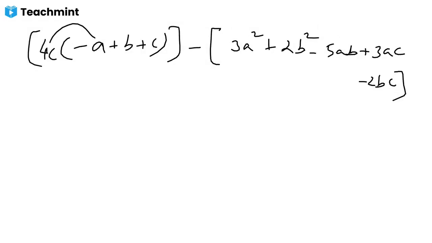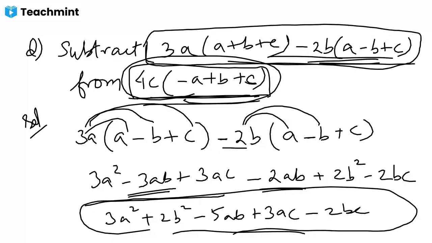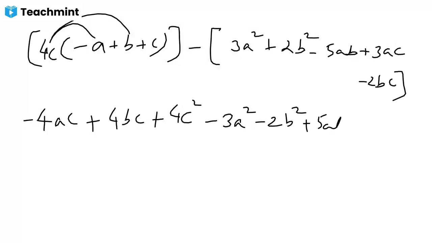4c into a, that is minus 4ac. Then this 4c into b, that is 4bc, plus 4c into c, 4c square. Okay, and now because there is a minus sign outside, change the sign inside the bracket. This minus will become plus. Plus 5ab, then minus 3ac, then plus 2bc. Okay. Now we'll see what we can do further.